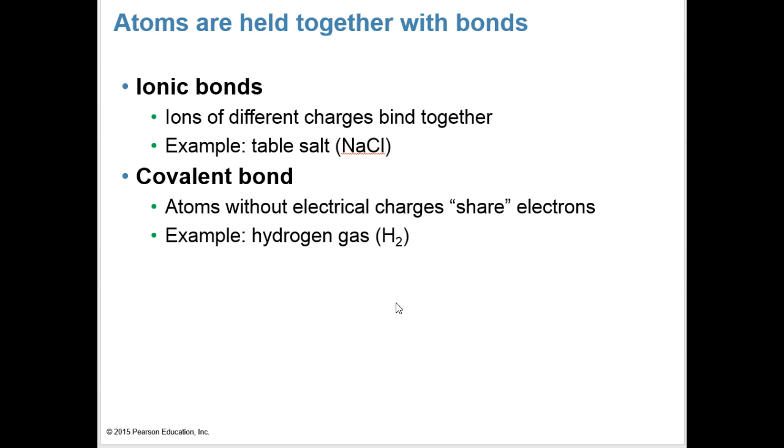Because carbon has 4 electrons already in its last outer level, it's looking to make 4 bonds out there, or to have 4 more electrons. In our example here in the notes, they use hydrogen gas, or H2, as an example of a covalent bond.